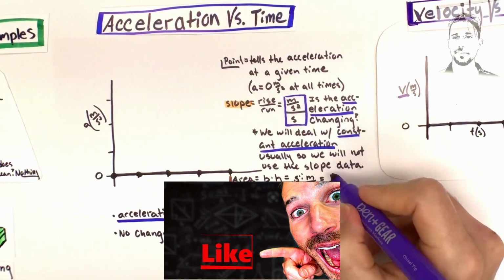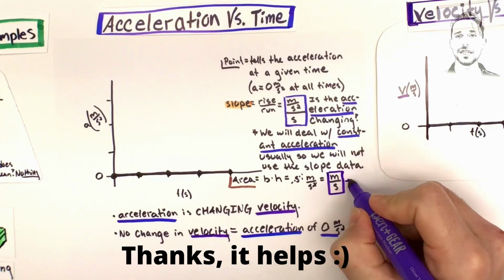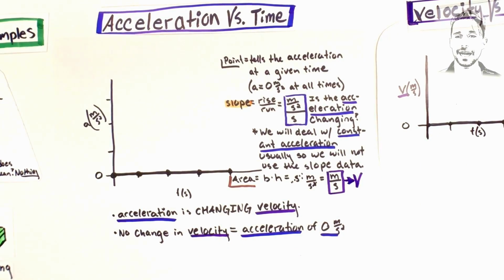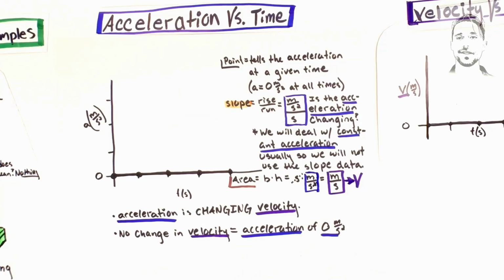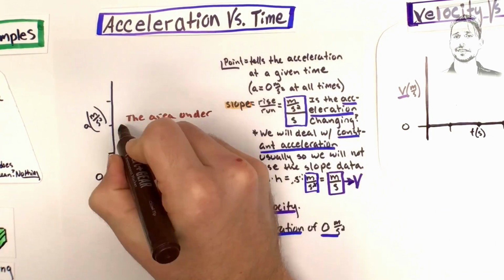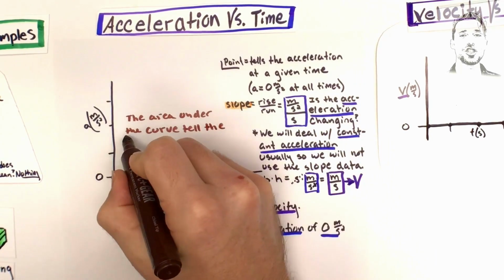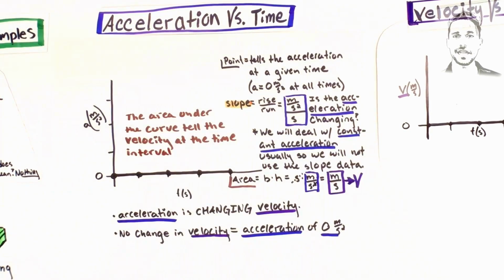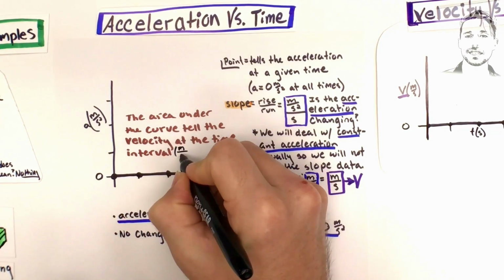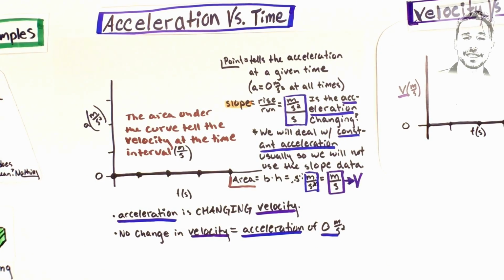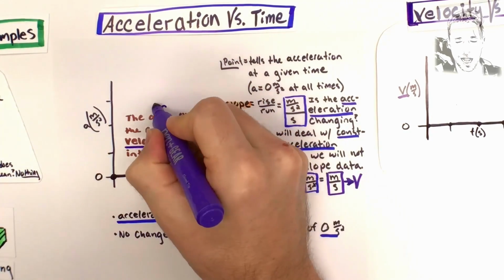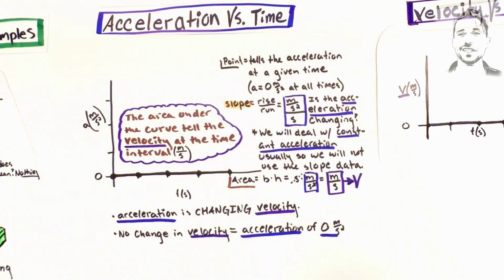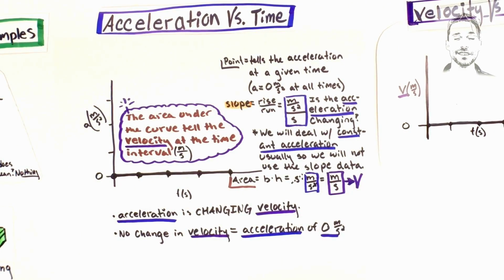Okay, area, again, base times height. So now we have seconds times meters per second squared. One of those seconds will cancel, so you're left with meters per second, which is velocity. So the area is going to tell you the velocity. And I think I forgot to note this, but it's not just the velocity, it's the change in velocity. So it's going to tell you the change in velocity at a given time interval. I apologize, I forgot to note that down there, but that is a really important point. I think I note it on some of our next examples.